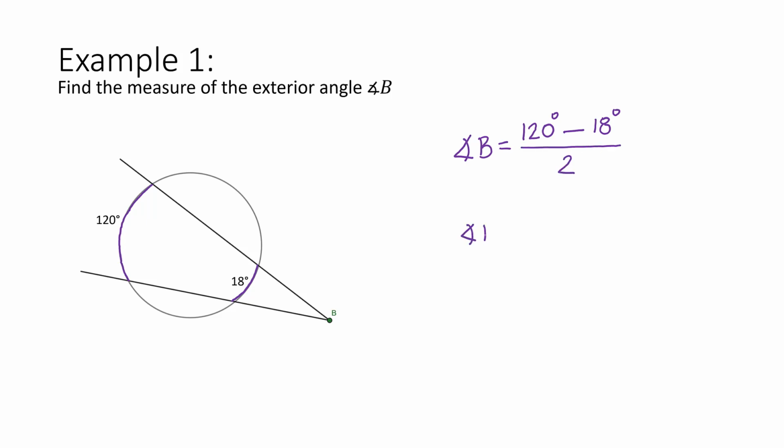Angle B equals 120 minus 18 is 102 over 2. And that gives us an answer of 51 degrees. This is how we find the exterior angle, knowing the measures of the major and minor arc. Let's see example 2.